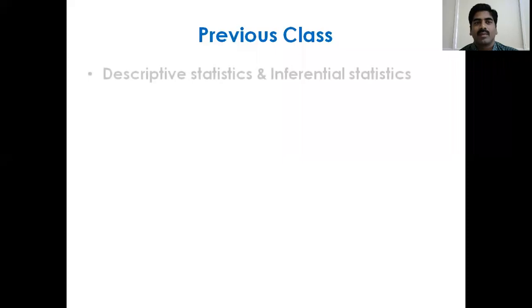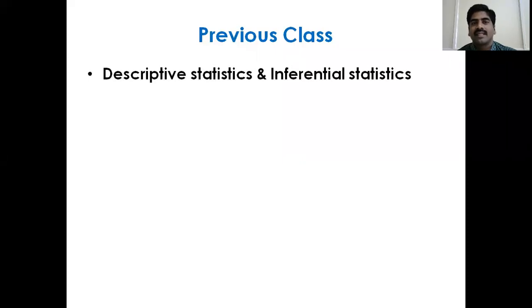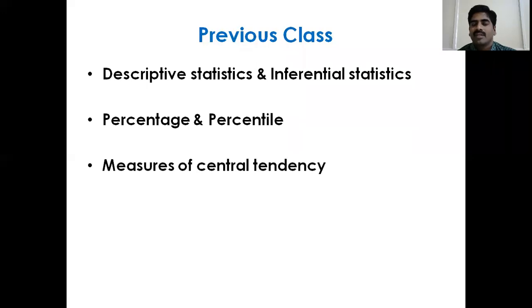In the previous class, I explained about descriptive statistics and inferential statistics, the difference between percentage and percentile, measures of central tendency and calculation of mean, median and mode, outliers, how mean is affected by the outliers, and what is the ideal measure of central tendency if data contains the outliers. Median is the ideal measure of central tendency if data contains the outliers.